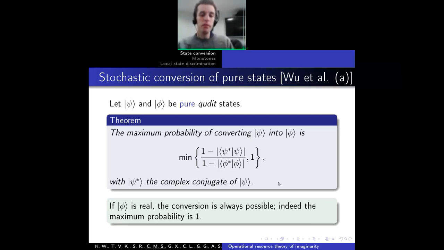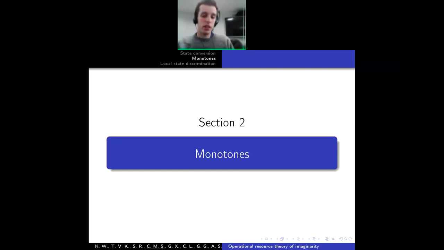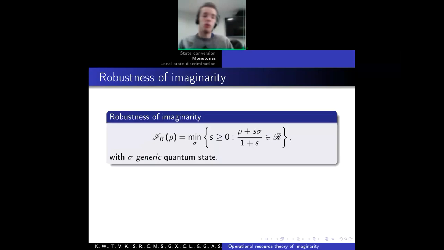Okay, so after this presentation of the state conversion problem, let's turn to examining a couple of monotones. The first one we consider is the robustness of imaginarity, which is, as always, defined as the minimum weight with which we need to mix something with the original state in order to go to the free set. And here we want to mix the original state rho with another generic quantum state. We're not requiring sigma to be free because that's another type of robustness. So here it's a generic quantum state.